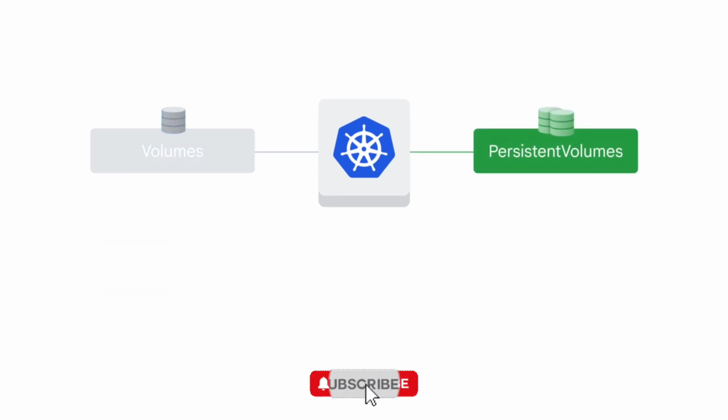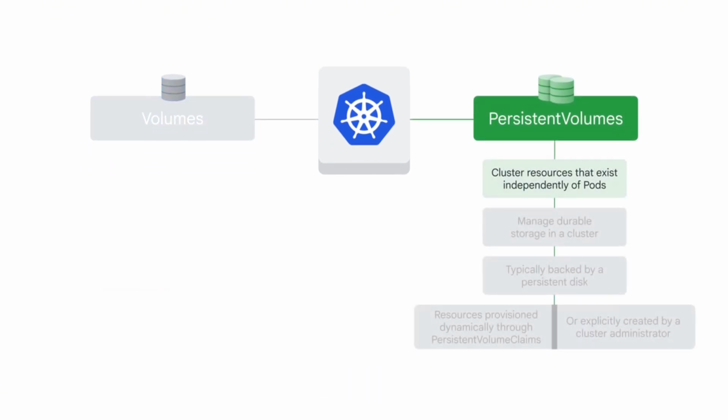And then there are persistent volumes, or PVs, which are cluster resources that exist independently of pods and are used to manage durable storage in a cluster. In GKE, a persistent volume is typically, as the name states, backed by a persistent disk. This means that any disk or data represented by a persistent volume will continue to exist even as a cluster changes or if pods are deleted and recreated. Persistent volume resources can be provisioned dynamically through persistent volume claims, or they can be explicitly created by a cluster administrator.